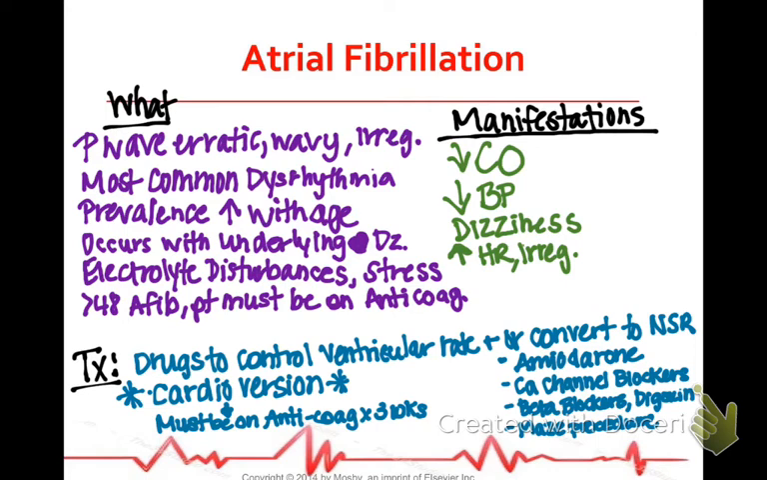because of the quivering of the atria. So what is the therapeutic range for Coumadin? Coumadin? 2 to 3. 2 to 3. Yep. Coumadin INR is 2 to 3. So that would be important to know. And then just make sure that they're on anticoagulants for 3 weeks.